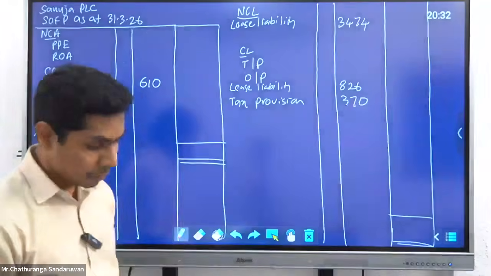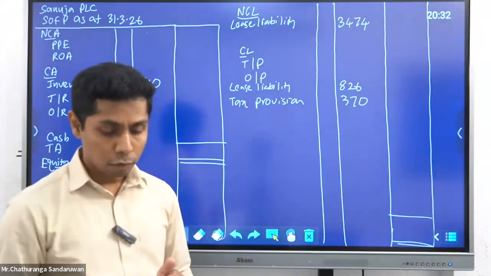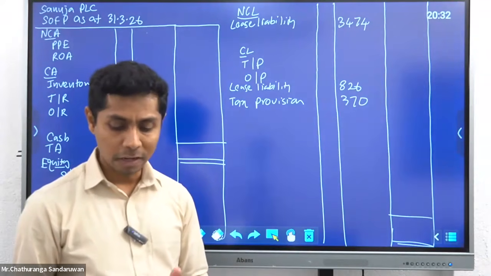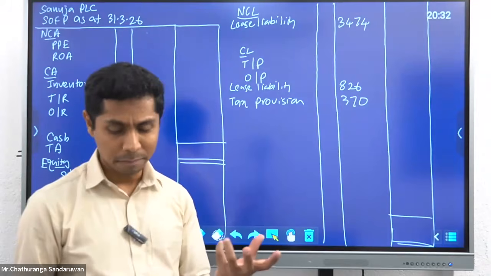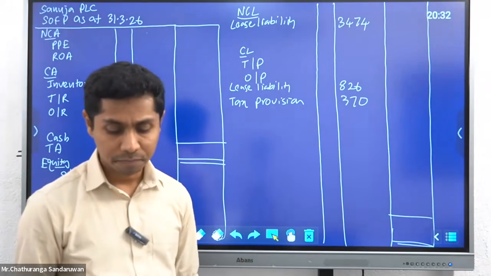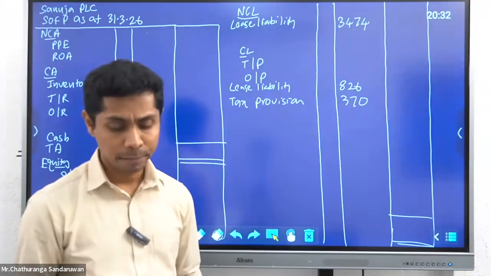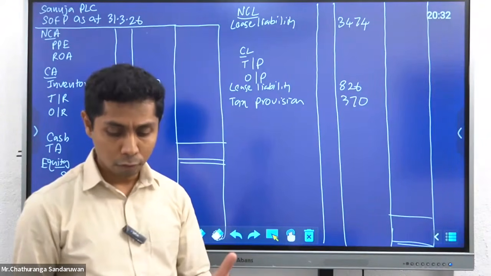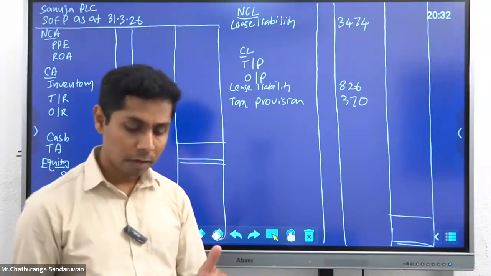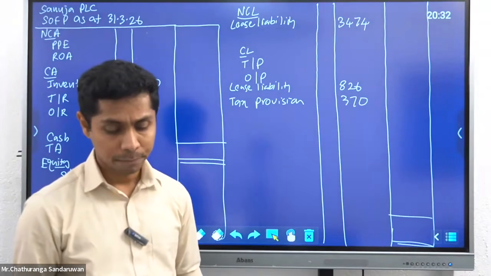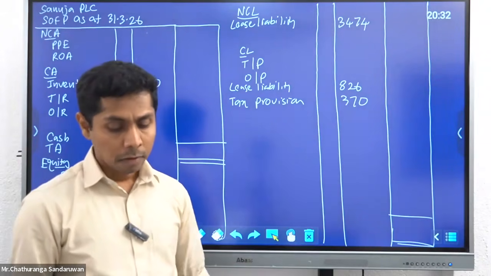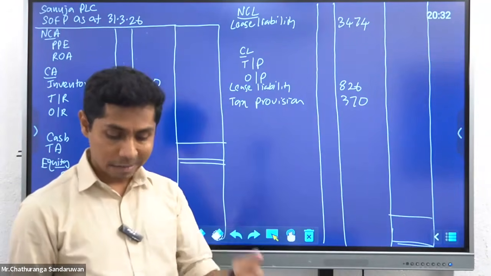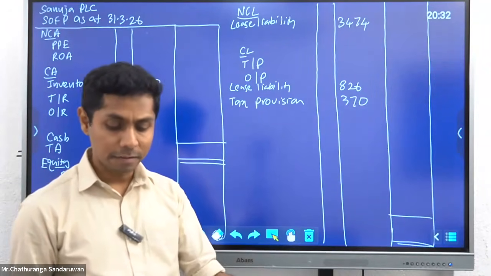The next adjustment, the fifth one. As at 1st April 2025, the issued ordinary share capital consisted of ordinary shares with a par value, meaning the price, of rupees 25 each. On 31st March 2026, the company decided to make a rights issue of one new share for every 4 shares held. 1 for 4, right? The issue price was 20 per share, and 80% of shareholders exercised their rights and purchased these shares.